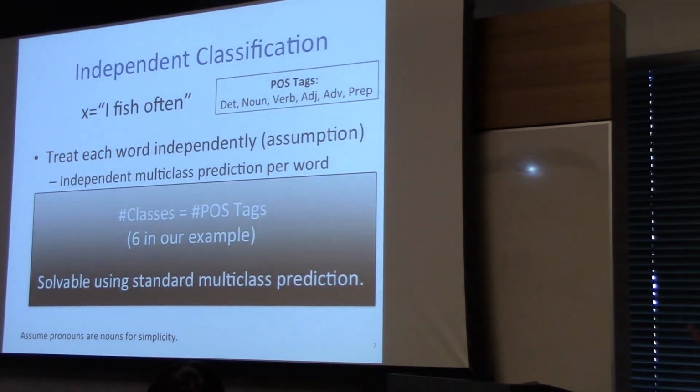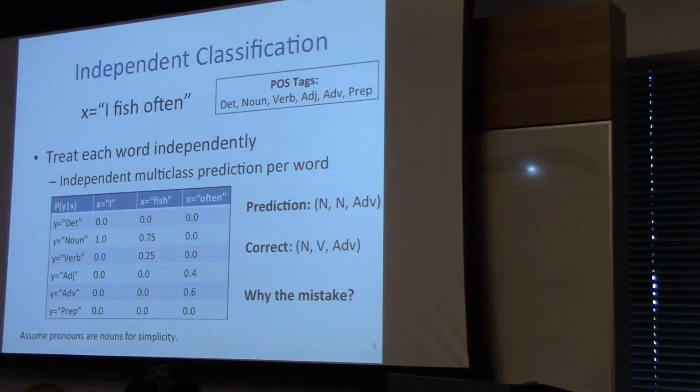So now the number of classes equals the number of part of speech tags, so 6 in this example. We're doing 6-class classification, multiple times, m times if it's a length m input, and then we just simply concatenate. So this you can certainly solve using standard multiclass prediction, right? You just learn a single model that for every word predicts the probability of that word corresponding to a part of speech tag, and then this model can be applied to every token in this sequence. Now, fish, of course, is an ambiguous word. It can be both a verb and a noun.